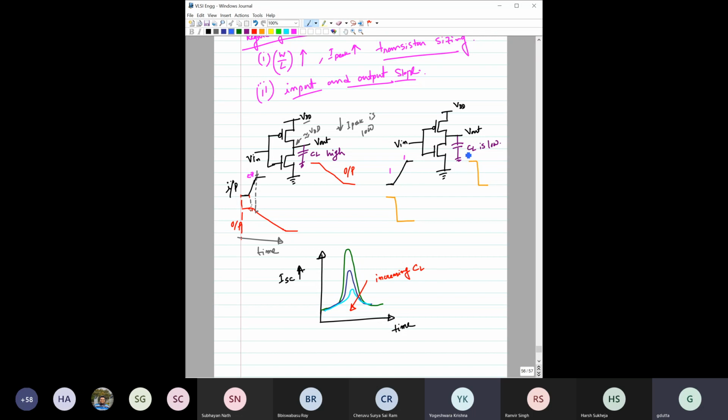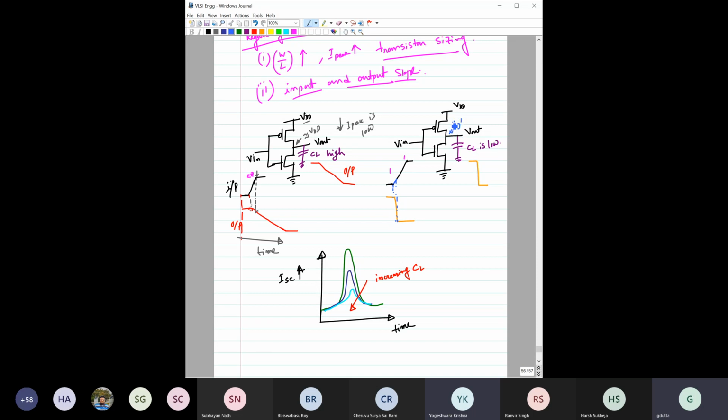so this output is falling almost instantaneously. If that happens, there is some delay, but during this very small time for this input only, the output has changed to 0. So this is VDD, and for most of the time for this input to change, this output is close to 0 volt.